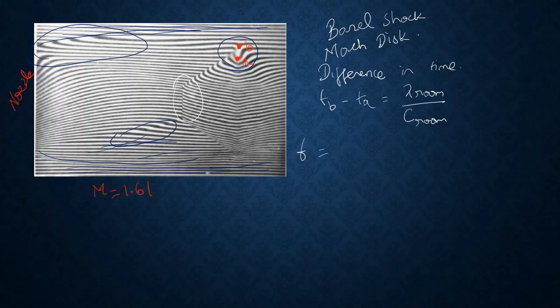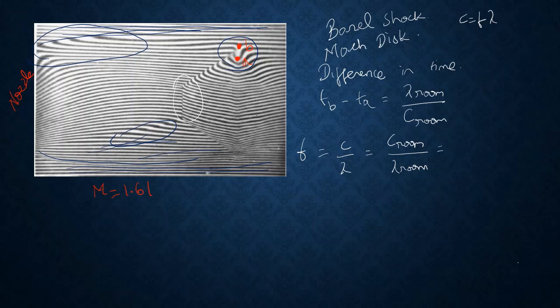If time is the same, obviously frequency is also the same. According to the formula, you know C is equal to F lambda. From this formula, you may write the frequency as F is equal to C by lambda. Similarly, for room condition, it is C room by lambda room. When time is the same, similarly frequency is also the same.